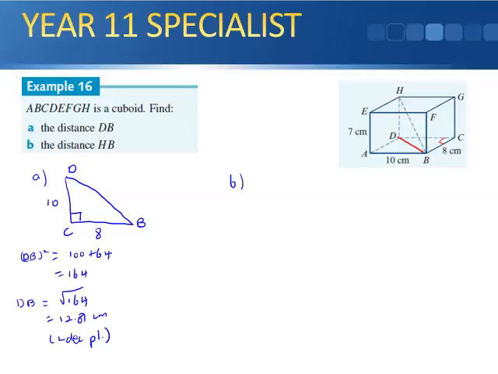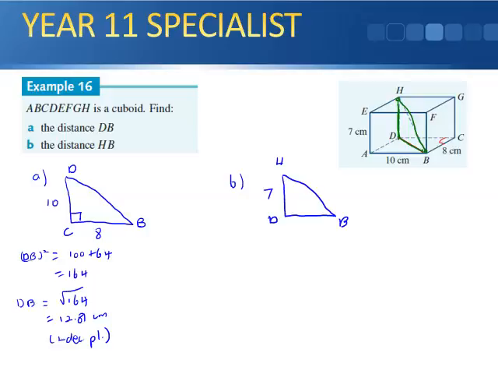Then part B says the distance HB. HB is from the top corner to the other side bottom corner, so that's the diagonal. So again, I've got a little right angle. I go down the wall here and across the floor. So I'll draw my little right angle triangle again. H is there, D is there, B is here. HB is what we need to find.